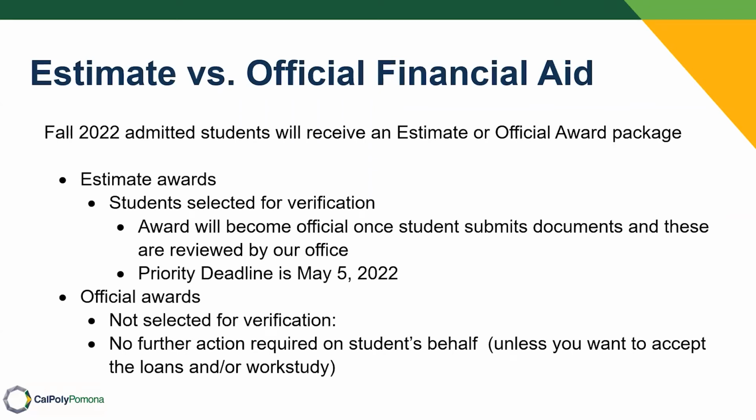Official awards are given for students who are not selected for verification right at the beginning, because there's nothing for us to check. We can automatically post your eligibility. There's nothing else that you need to do, but if you want to take out loans or work study, those will require you to actually accept them within your student account on My CPP.